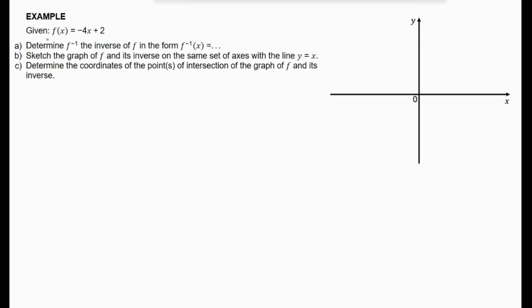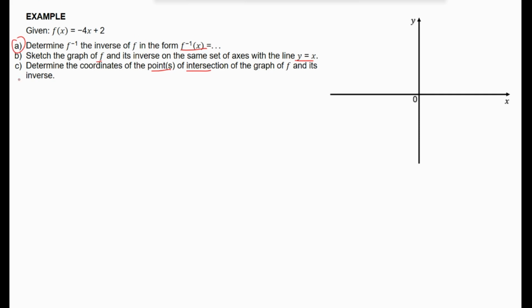Let's do this example together. Given f(x) = -4x + 2, determine the inverse of f in the form f^-1(x) = something. Then sketch the graph of f and its inverse on the same set of axes with the line y = x. Determine the coordinates of the points of intersection of the graph of f and its inverse.